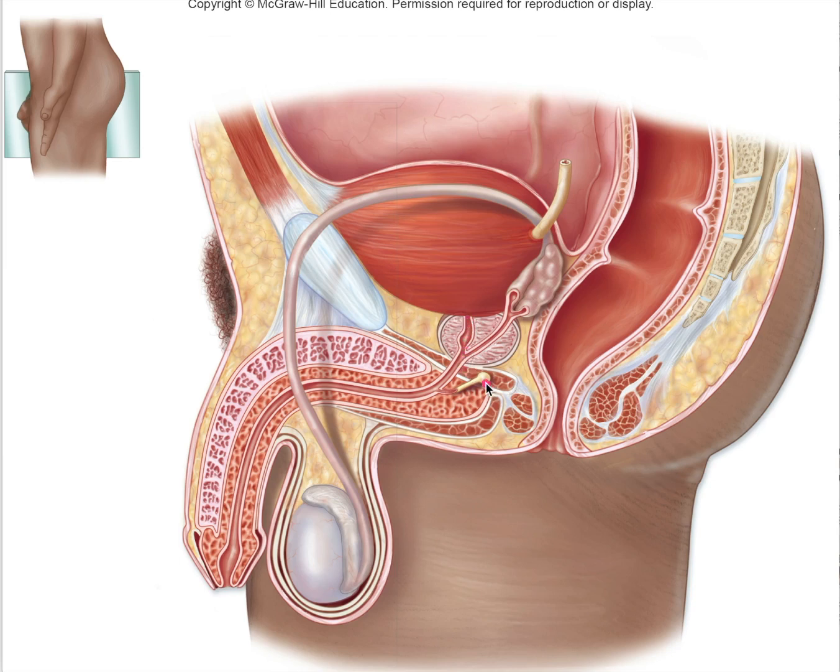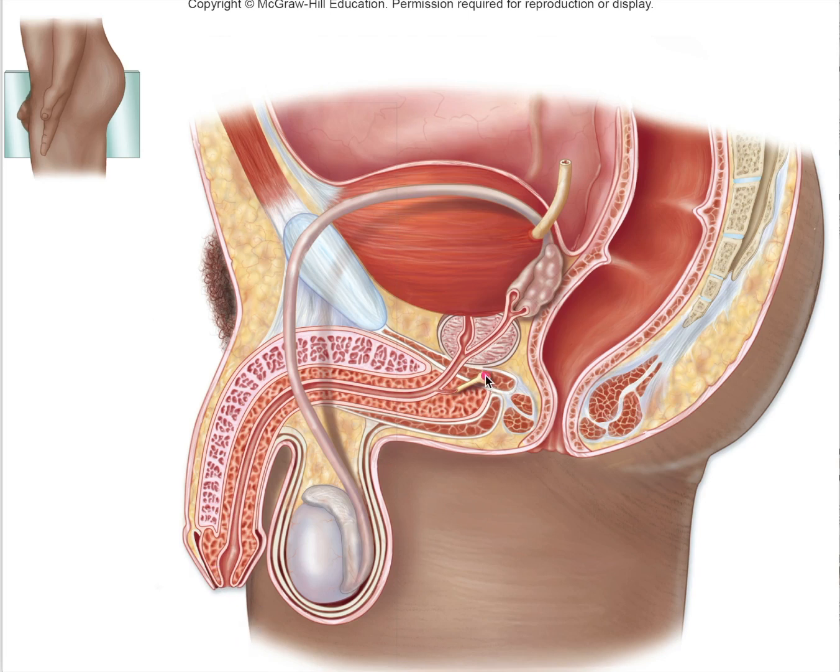And then we have this little gland right here. There's two of them. They are called the bulbourethral glands, and these create a pre-ejaculate. This pre-ejaculate flushes out the urethra and lubricates it and gets it ready for the ejaculate. And at this point, it's time for the semen to be released.